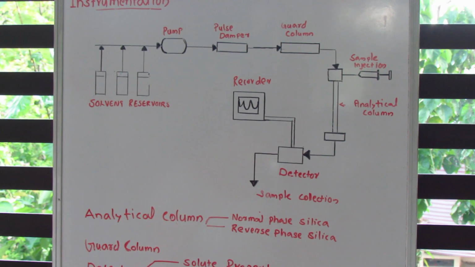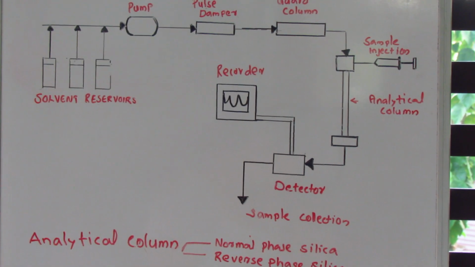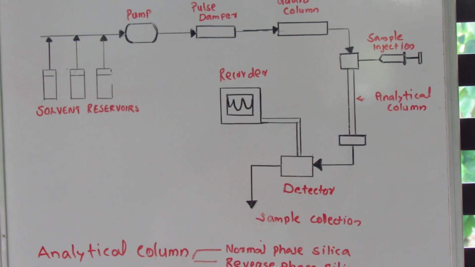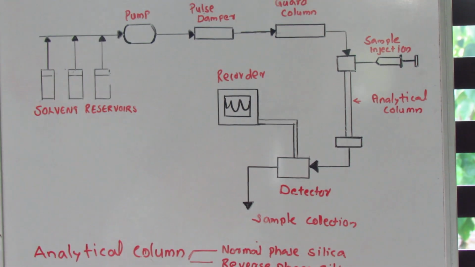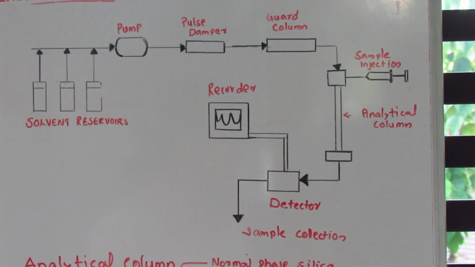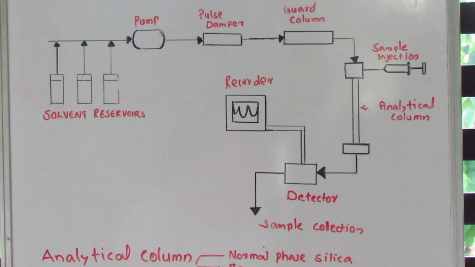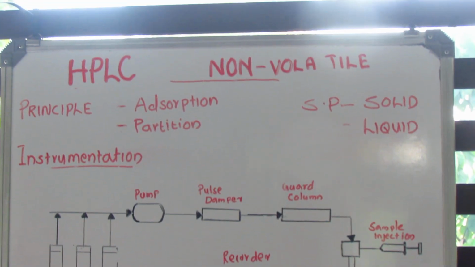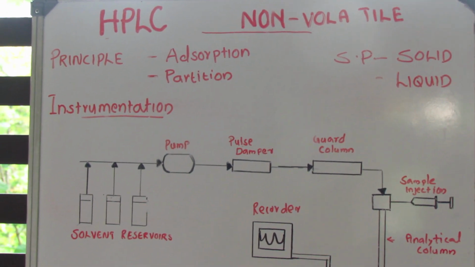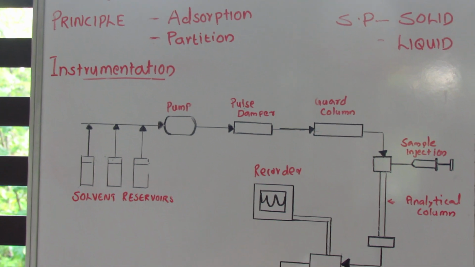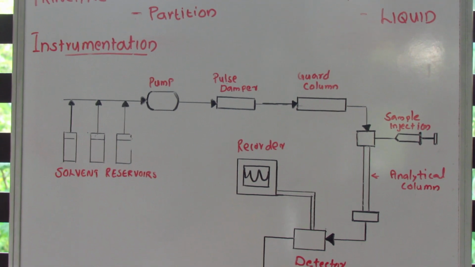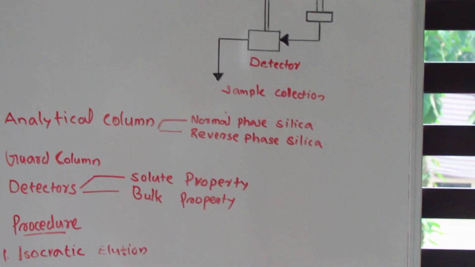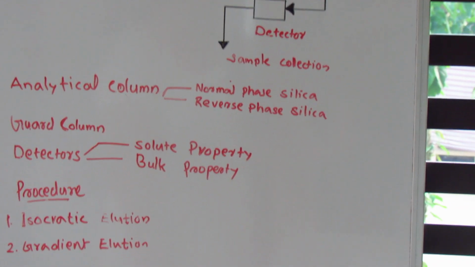It is used for the separation of non-volatile organic compounds, and for the separation of polypeptides. Then more components can be separated when it is coupled with other chromatographic techniques. So once again, the applications: first one, it is used for the separation of non-volatile organic compounds. Second one, used for the separation of polypeptides. And third one, more compounds can be separated when it is combined with or coupled with other chromatographic techniques.